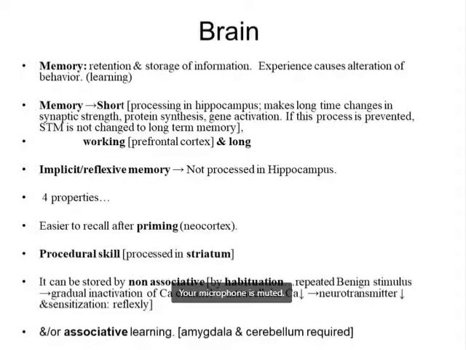Now, in habituation, what happens? That is non-associative. Only one thing you are doing. If you do two things at a time, then associative. Habituation means repeated benign stimulus, gradual inactivation of the calcium channel, intracellular calcium is less, neurotransmitter is less, sensitization and reflexly. And associative learning, amygdala and cerebellum is required. I'm coming to that.